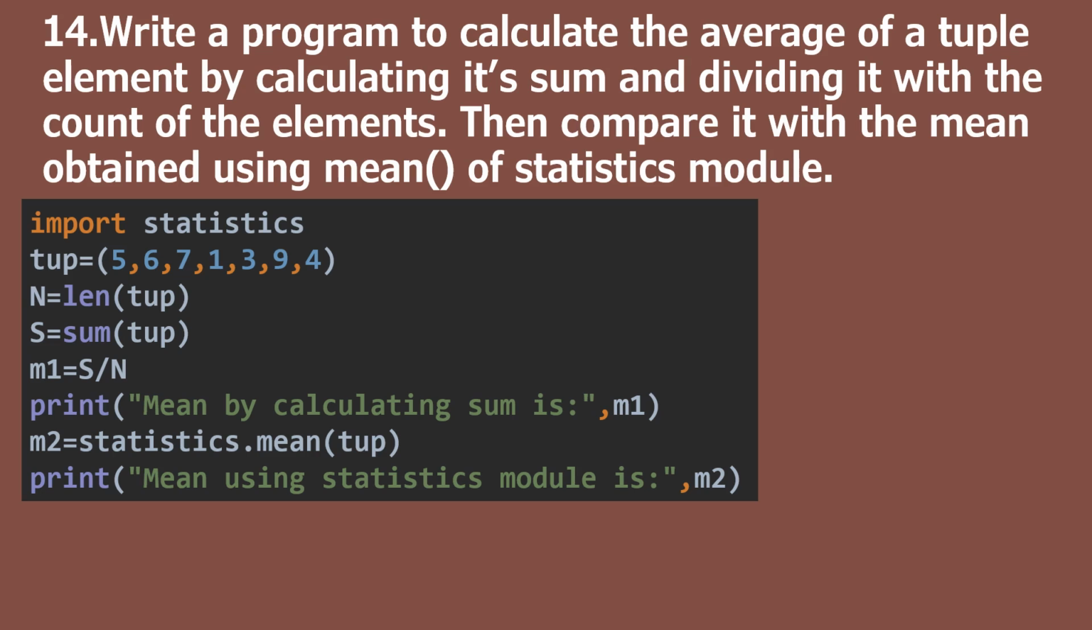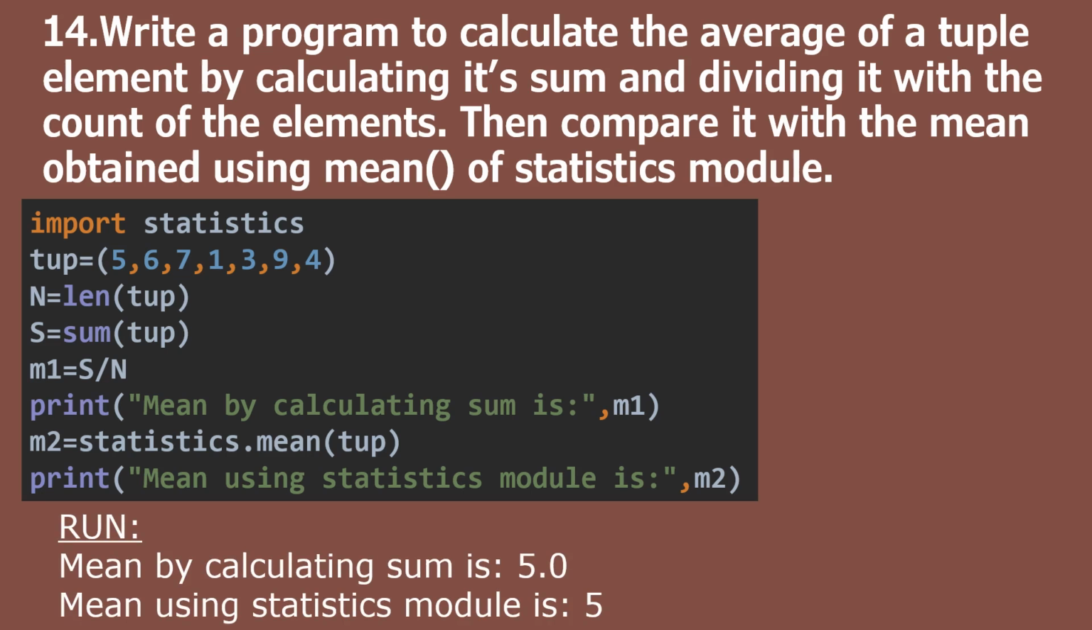Then you have to use the function mean by using the module name. So statistics.mean, and within that you have to put the tuple variable tup. It will find the mean directly. You don't have to calculate it manually, and that is stored in a variable m2. And m1 is already storing the mean which you have calculated using the sum of the tuple. That means s is storing the sum of the elements of the tuple and n is storing the length. So sum divided by length gives you the mean value m1. I'll just display both these values, m1 and m2. You can see both are giving you the same value, 5.